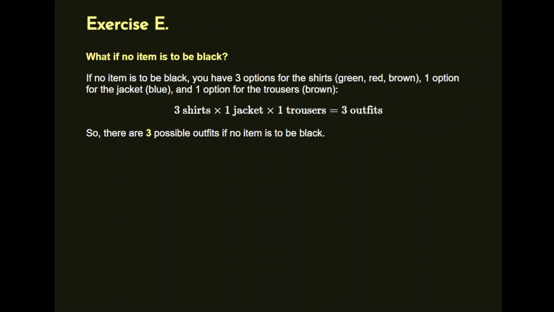Now, what if no item is to be black? Just recall we have 3 shirt options, but one of them is black, so we can't use that. 2 jacket options, one of them is black, so we can't use that one. And 1 trouser option because one of them is black and we can't use that one. So we have 3 times 1 times 1. So we have 3 outfits altogether.